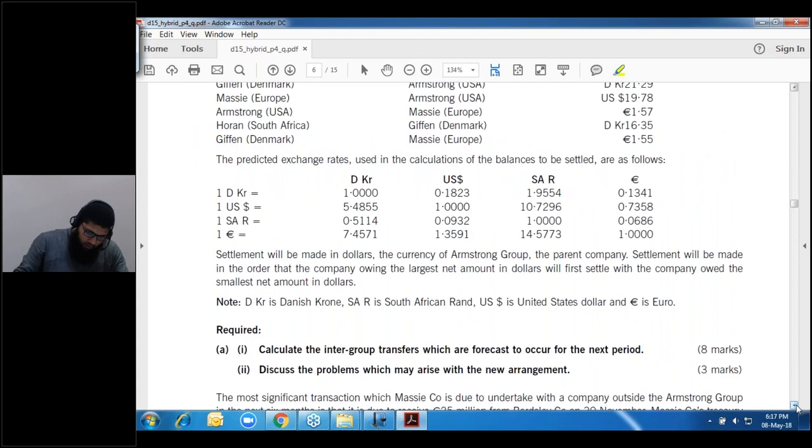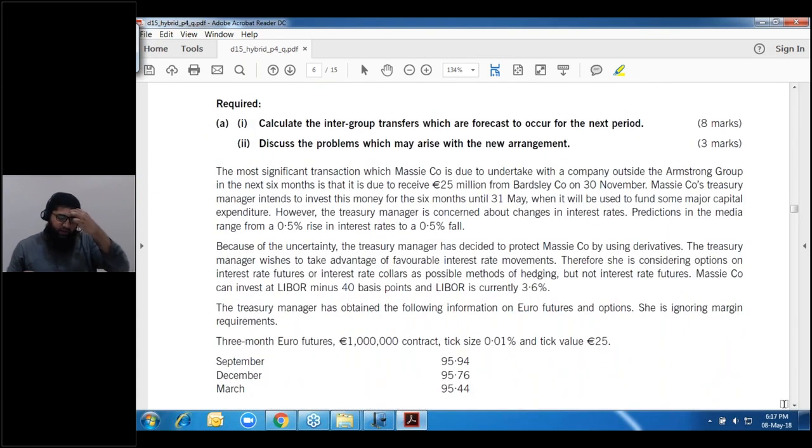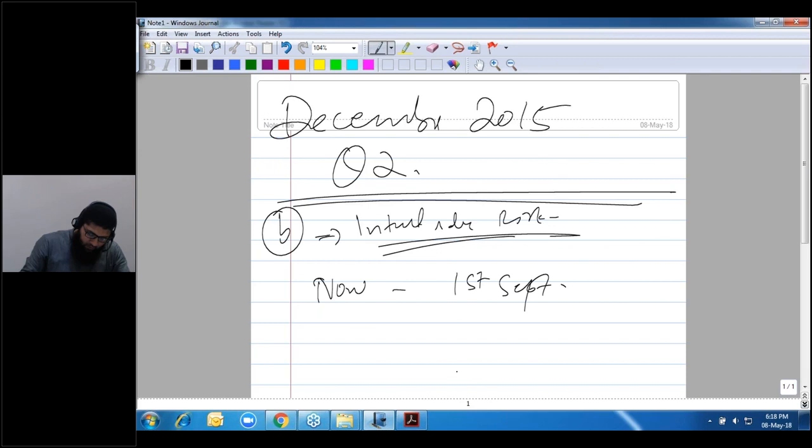The most significant transaction which the company is due to undertake with a company outside the Armstrong Group in the next 6 months is that it is due to receive 24 million euro from Bartsley on 30th November. So on 30th November, you are expected to receive it. 30th November is how many months from now?